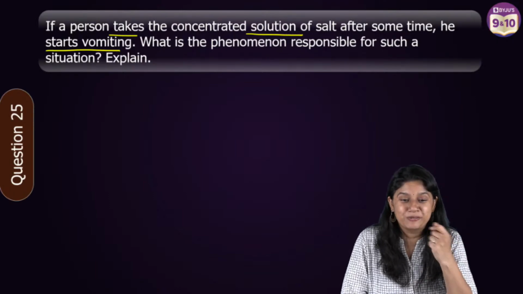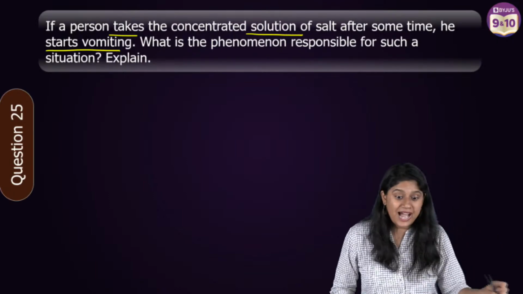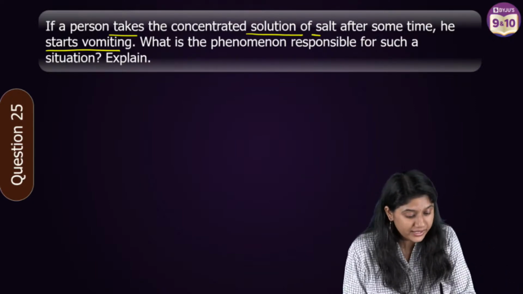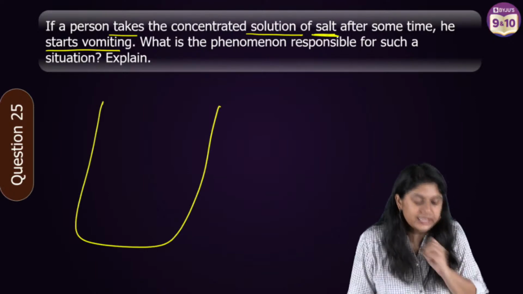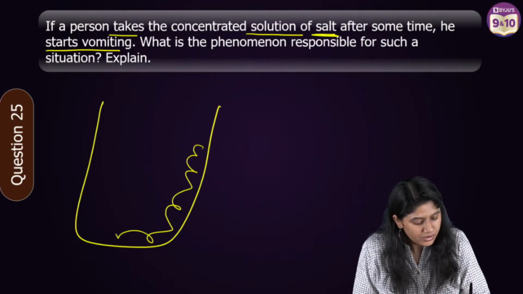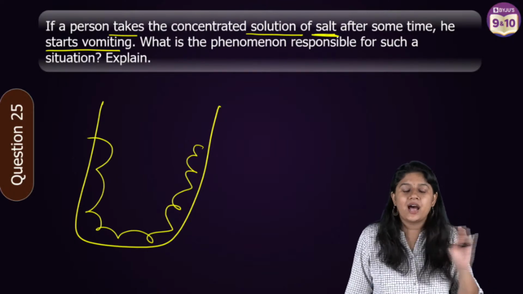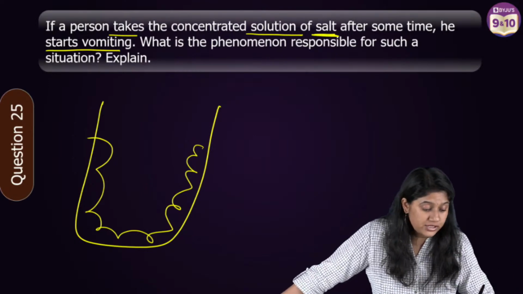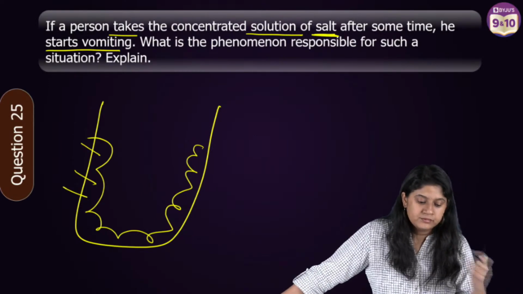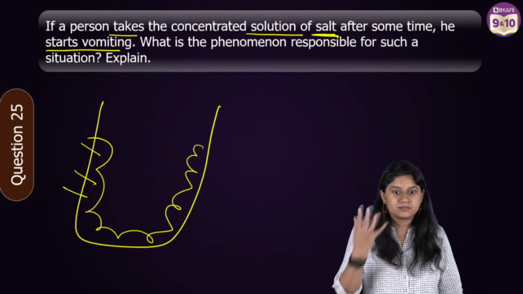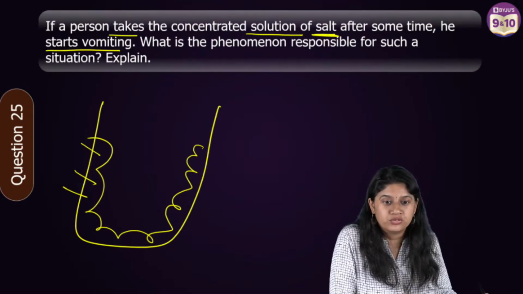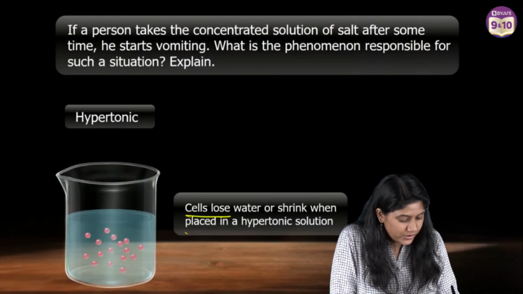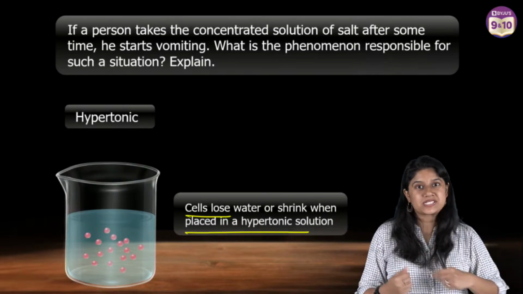Very good, absolutely correct. The hypertonic solution, right? What is happening, everyone? When we are drinking the salt water, the cells inside our body have less salt, and they are chilling comfortably. But of course, the salt concentration outside is increasing. So what will happen? The water will move. Dehydration, absolutely. And hence, we will see that the person will start vomiting.